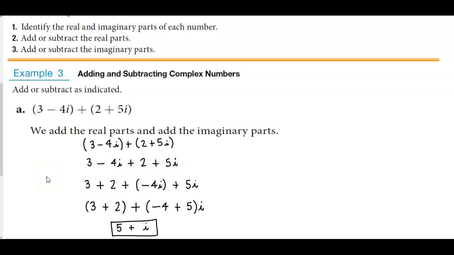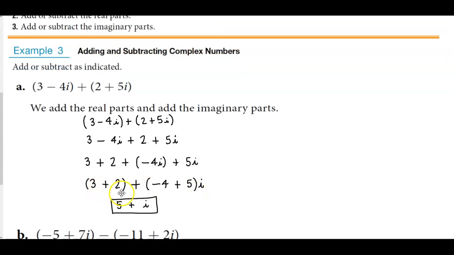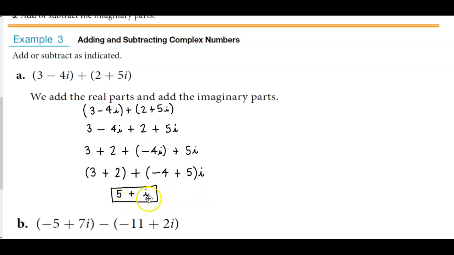So what we're doing here is now we have 3 plus 2, using the commutative property, plus negative 4 plus 5i. So now we end up with 3 plus 2, which is the real part, which is 5. And then negative 4 plus 5 is going to give us positive 1i. So the answer is 5 plus i. 5 is the real part. 1i is the imaginary part.